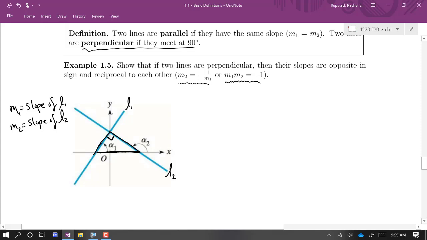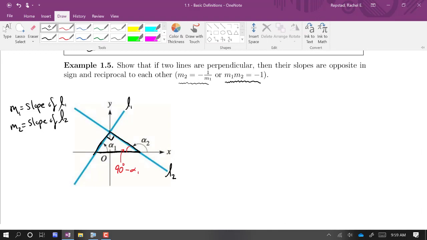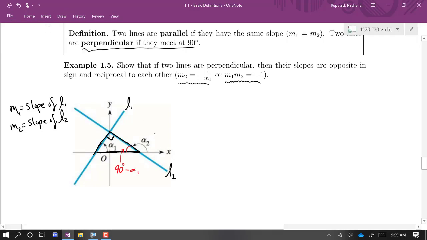And if I take a look at this angle here, well, this angle has to be complementary to alpha 1, right? Because the two acute angles in a right triangle add up to 90 degrees. So this is 90 degrees minus alpha 1. And now this angle, 90 degrees minus alpha 1, is supplementary to alpha 2, right? Because it forms a straight line with alpha 2.